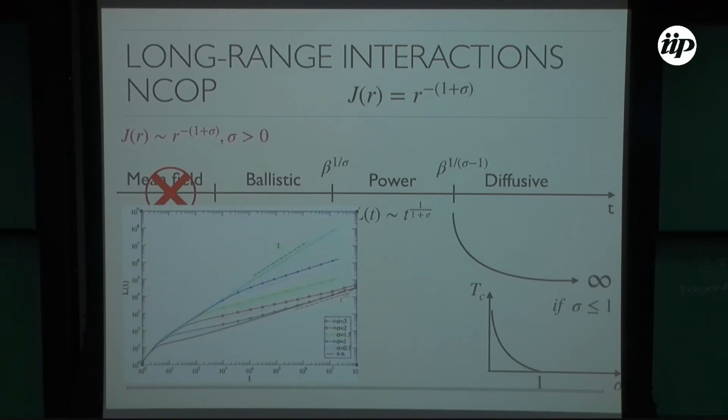Okay, and this is the picture where I show that all these regimes can be observed. For instance, you see the ballistic, you see this power law, which is this intermediate one, and then eventually you go, if sigma is larger than 1, into the diffusive one, which is the Glauber one. Okay, so far so good.